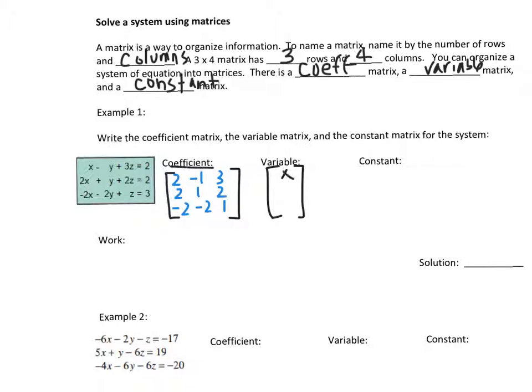So the variable matrix is x, y, and z. And the constant matrix is going to be all of your constants, which is 2, 2, 3. So when we're multiplying the coefficient matrix by the variable matrix, we get the constant matrix. That's what's going on here. Just like adding and subtracting are inverses, this matrix we're going to call A, this matrix we're going to call X, and this matrix we're going to call B. In order to solve for X, you can't divide matrices.